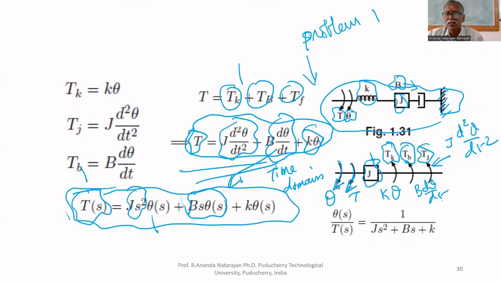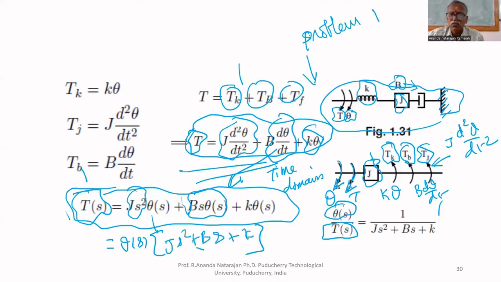So we have to find theta of S upon the input T of S. So take theta of S outside, what you will get? Js square plus Bs plus K. Therefore, theta of S upon T of S, the transfer function, which is the Laplace transform of output by Laplace transform of input, is 1 upon Js square plus Bs plus K. This is a second order differential equation.